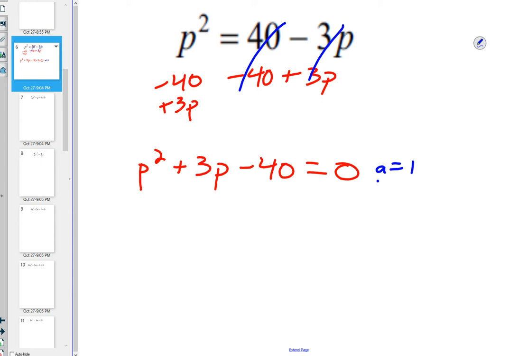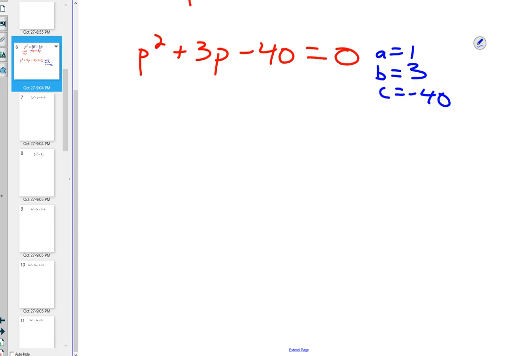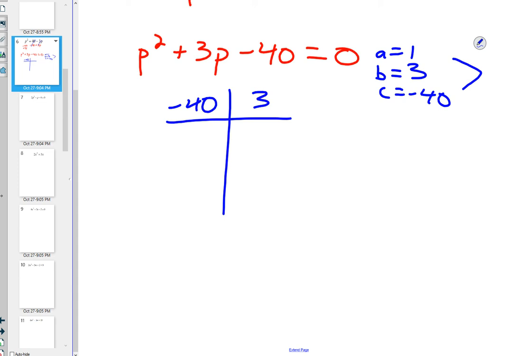A is 1 for the last time today. B is 3, and C is negative 40. So we do a 2-column table where we multiply A times C, that gives me negative 40, and then I put B on the top of the second column. You got the worst part of the deal because you have the more mathy part, but I did help you by giving you a little cheat sheet: if you take care of the multiplication, I take care of the signs, and you just have to remember to study.